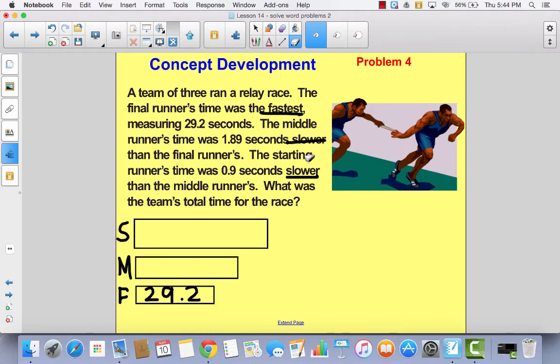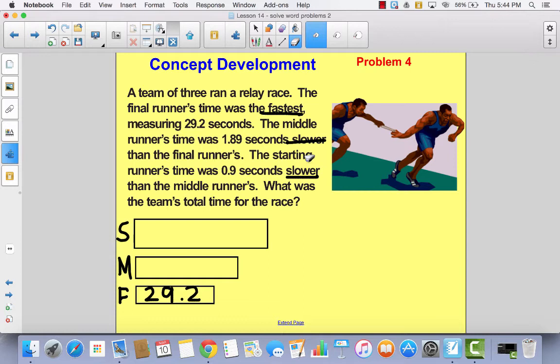Okay, so the first thing I had to think to myself is I had to really think real world for a minute. If the final runner's time was the fastest, that means that he ran the distance in the least amount of time. So you'll notice that the final runner's tape diagram is the smallest, because if someone ran slower, then it took them longer. So their box should be bigger.